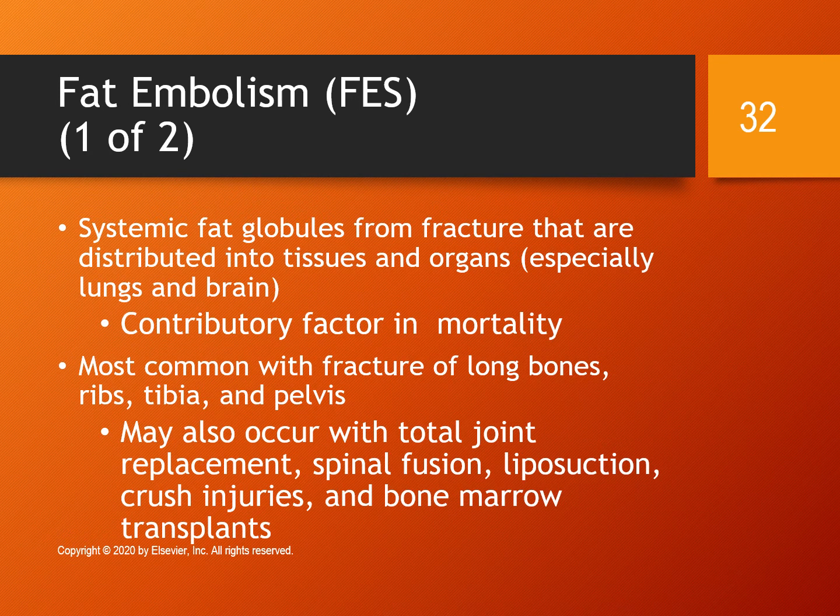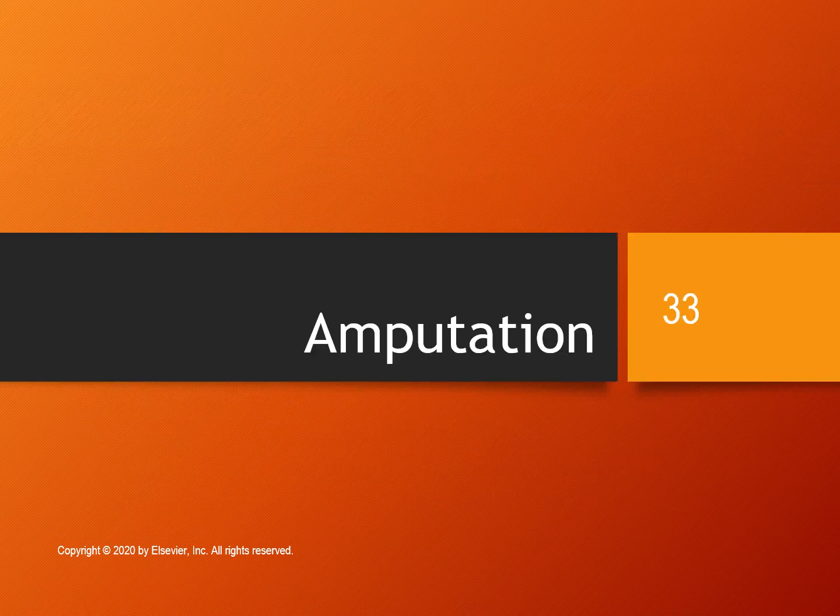Fat embolism, this is another complication associated with fractures. So you have fat globulins inside your bones, where your bone marrow is. And again, these are more common with fractures of long bones, ribs, tibia, pelvis, but it's essentially the same concept as a venous embolism, in that it causes occlusion of a vessel. And we will pick up in a different video to cover amputation.